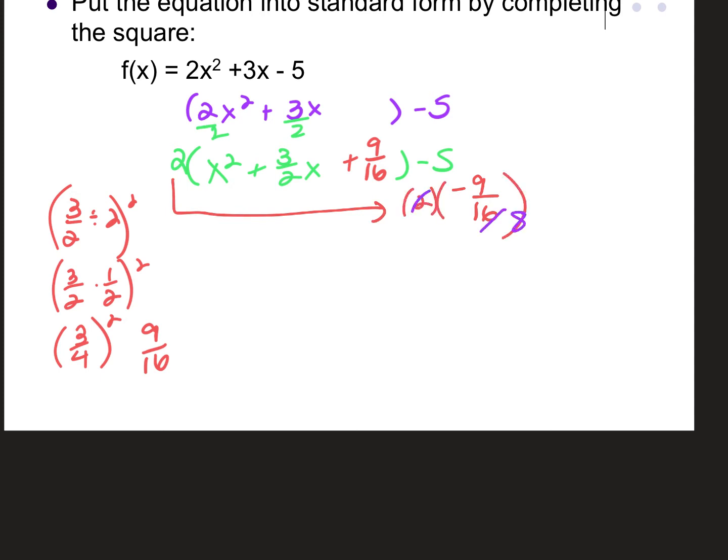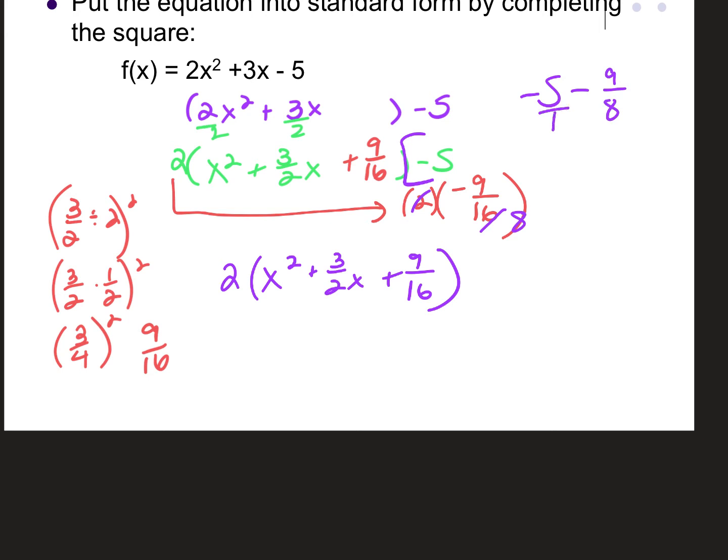This simplifies to be negative 9/8. So I've got 2 times x squared plus 3 halves x plus 9/16, negative 5 minus 9/8. I have to change them so they have a like denominator, which would be 8. So this is negative 40 minus 9/8, or negative 49/8.